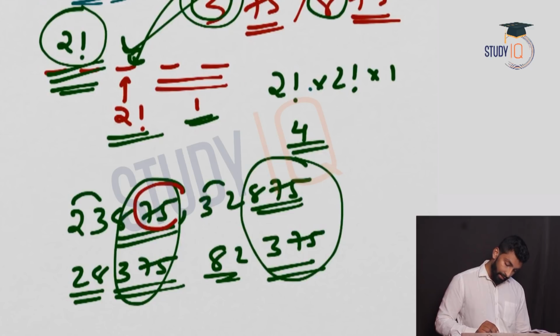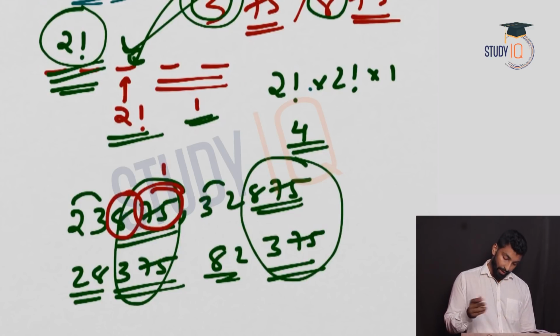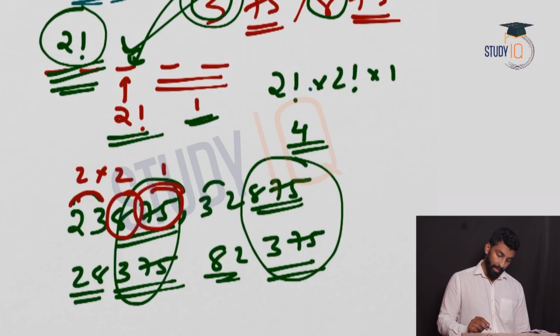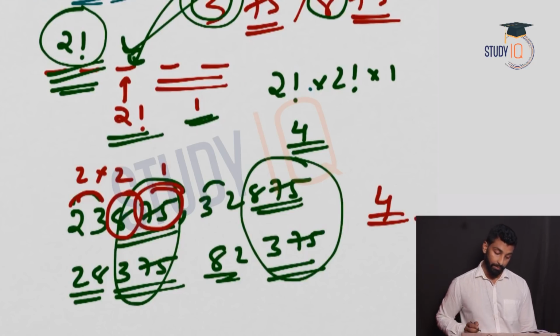So how many ways can you fix this 75? Only 1 way. How many ways can you get this 8? Because you have 2 possibilities, 3 and 8, so 2 ways you can get it. How many ways can you fill this? You have again 2 ways, right? So multiplying, you have 4 possible ways.